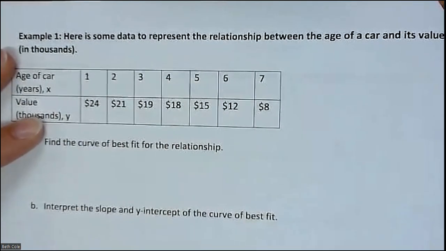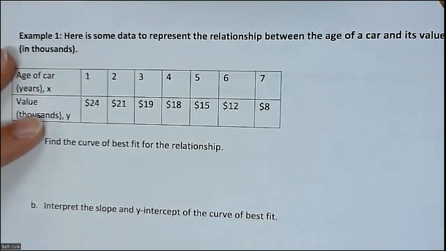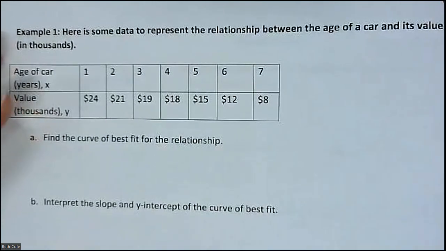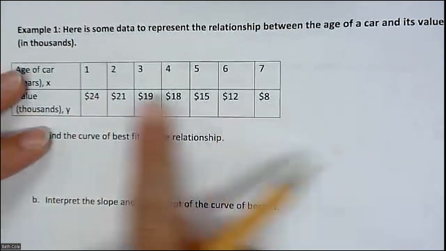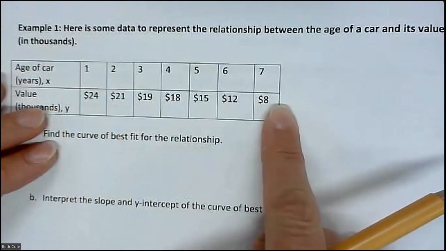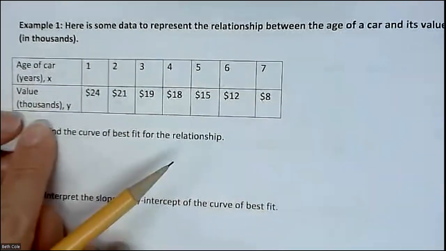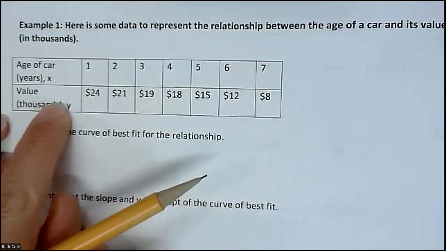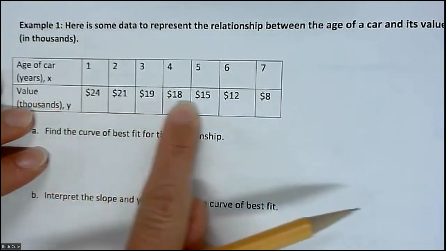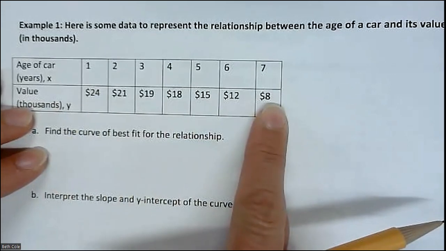Does that make sense? Unless you have some kind of antique car, most cars start depreciating the second you drive them off the lot. Also, is the car worth $24 and then later worth $8? No, so make sure you're paying attention. It's in thousands. This is $24,000, and then as it depreciates, it's worth $8,000.